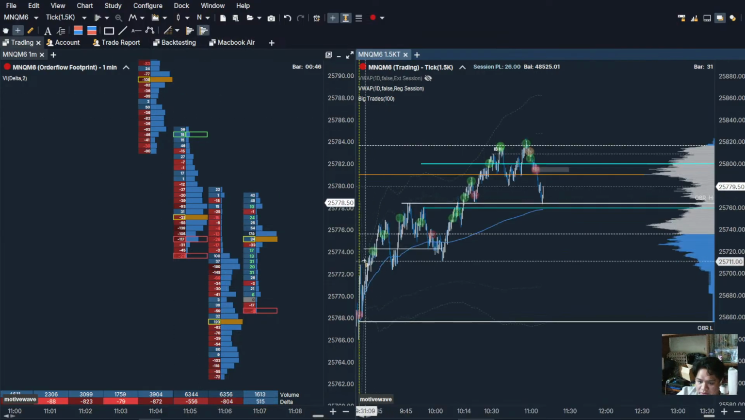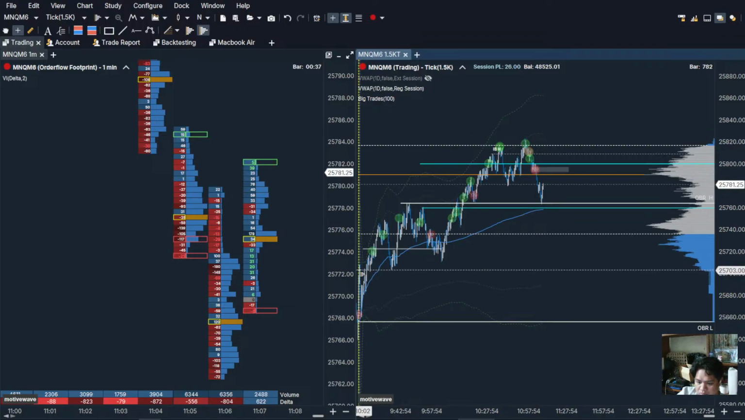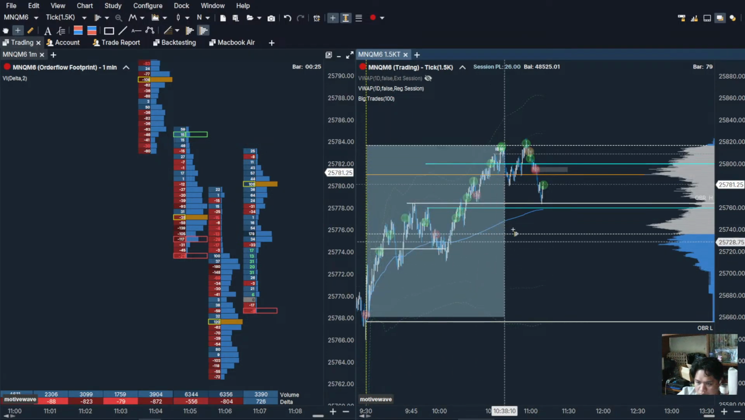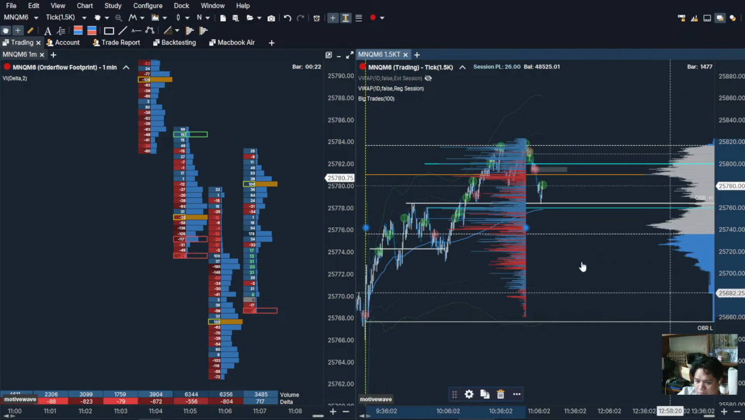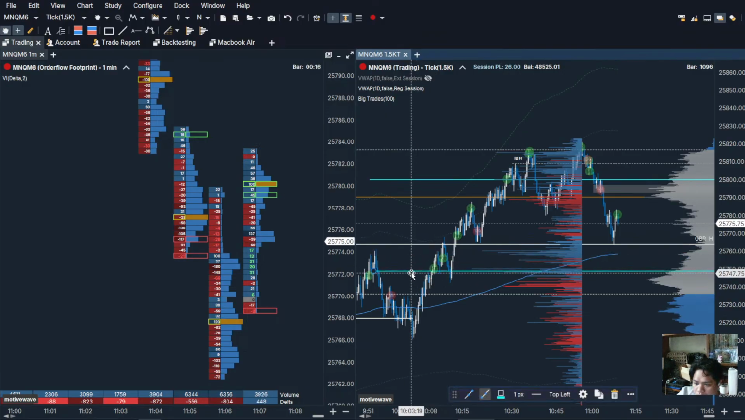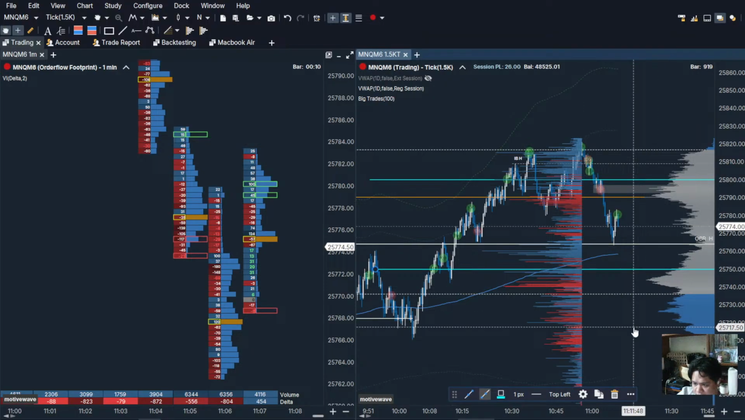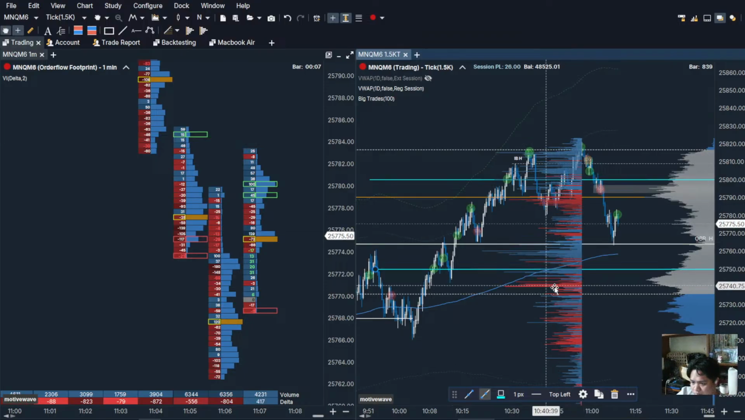Again, we want to look at the delta here. What do we have for us? No, this is where the blue is. But it's a buying in the 50s.